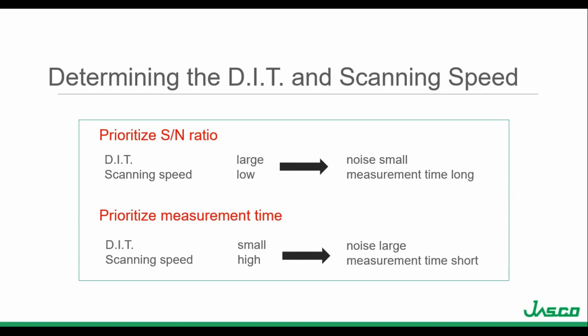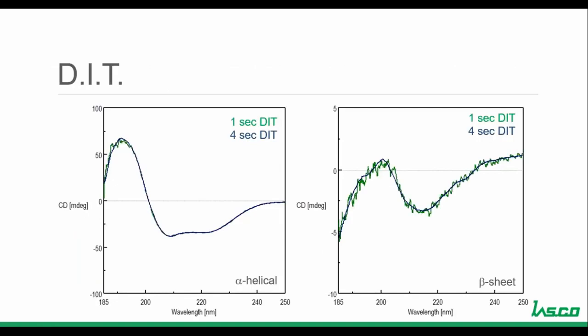If you want to prioritize measurement time over signal to noise ratio, you'd increase the scan speed, potentially having to decrease the DIT. So for samples that already have a decent signal, like say an alpha helical versus a beta sheet protein, the DIT has a smaller effect on the signal to noise. While the scan speed itself doesn't have a significant effect on the signal to noise of most spectra, here's an example of how the DIT does.